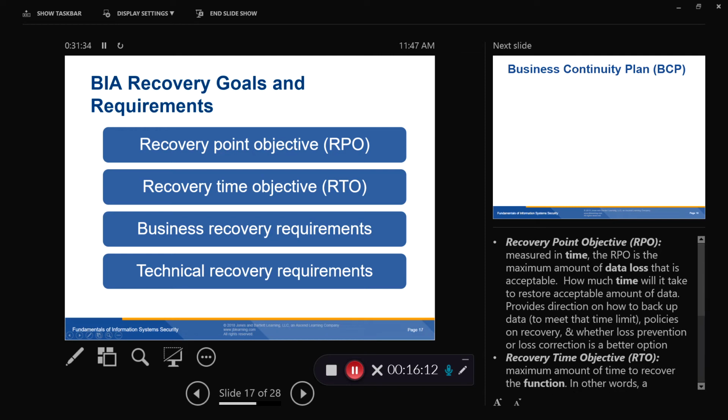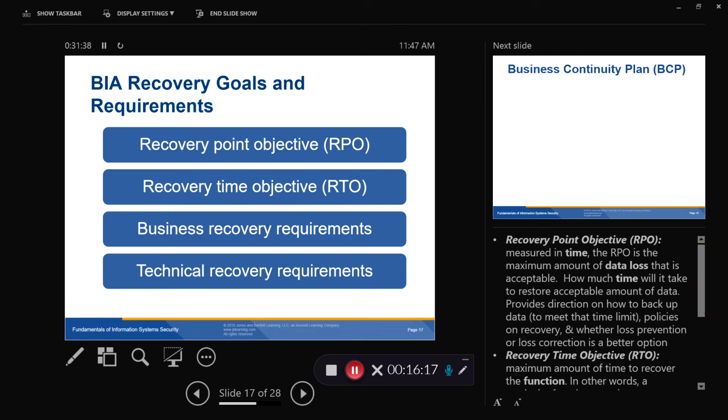So the first one is called the recovery point objective, or the RPO. This is measured in time. The RPO is the maximum amount of data loss that is acceptable. So you think to yourself, well, data loss, we're thinking in terms of a quantity of data. How could it be measured in time? But what we're looking at here is how much time will it take to restore the acceptable amount of data.